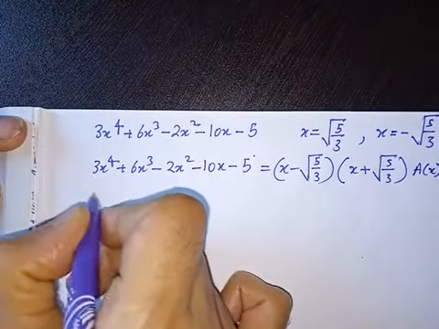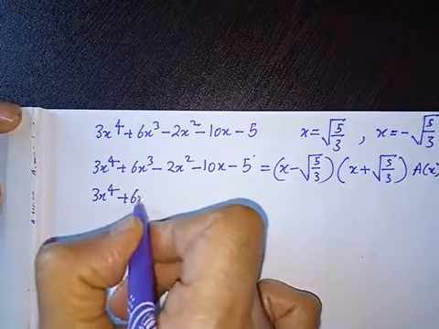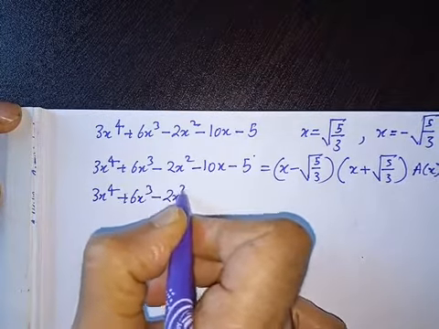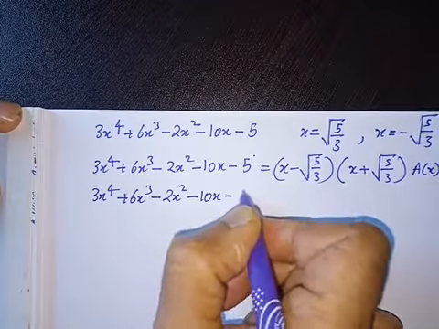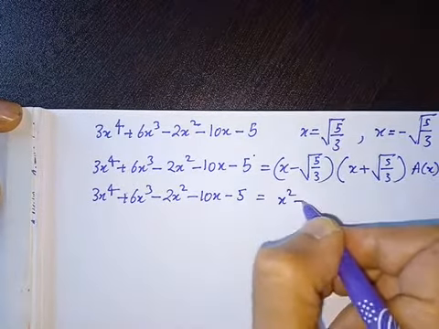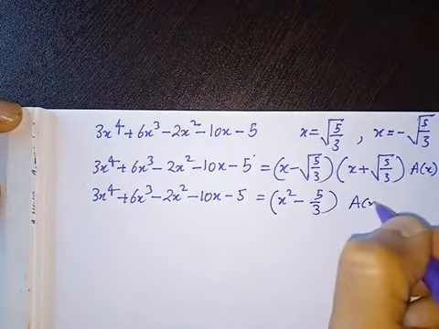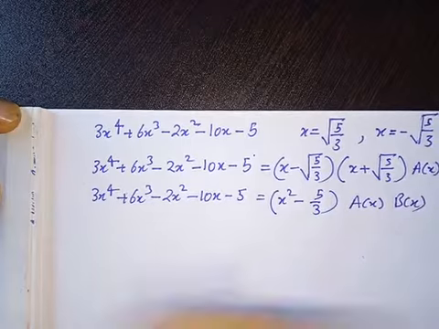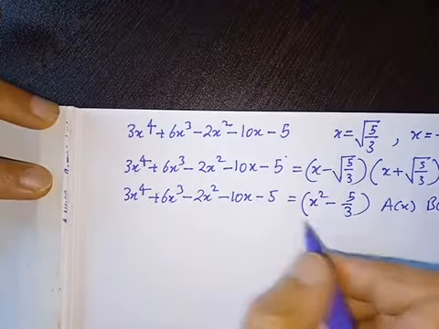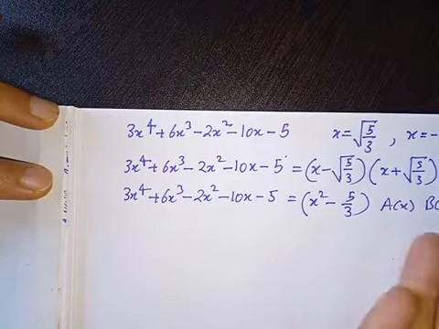So on further solving, 3x to the power 4 plus 6x cube minus 2x square minus 10x minus 5 is equal to (a minus b)(a plus b), so a square minus b square, so ax and bx. We can further solve. Now we have to find the product of ax and bx.